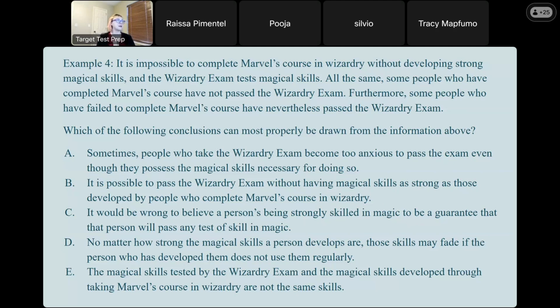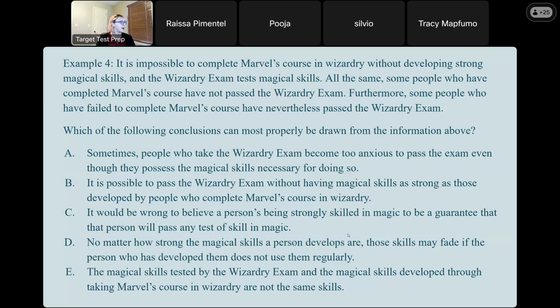And we know that this exam tests magical skills, but we know that some people are passing this course and not passing the exam. So it would be wrong to believe that being strongly skilled in magic is a guarantee that the person will pass any test of a skill in magic, because some of these people that are strongly skilled in magic are failing the only test of magical skill that we are discussing. So I like that one.